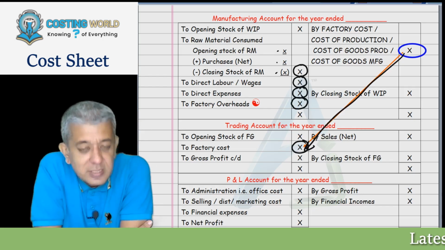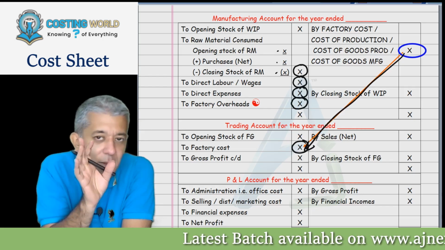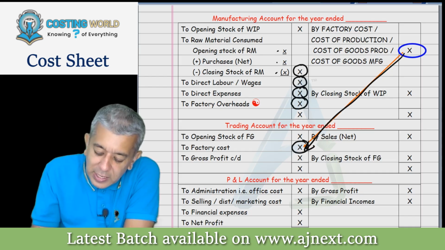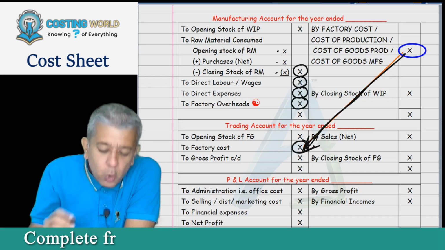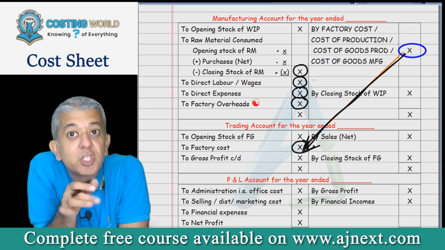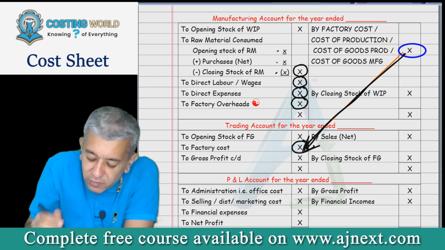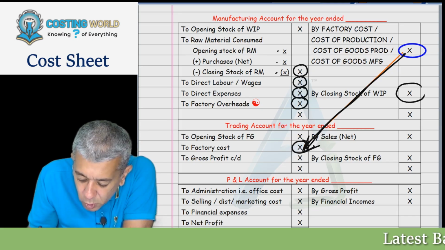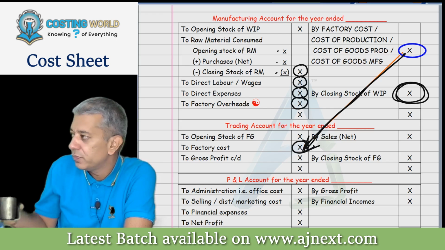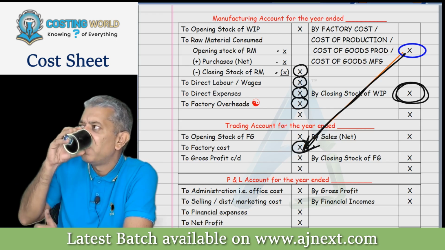This figure that comes over here is your factory cost. One thing I'm asking you all: will you be able to understand this statement directly? This will only represent the cost of those goods which are completed, because whichever were not completed, their cost got trapped over here. Will you understand this statement directly?